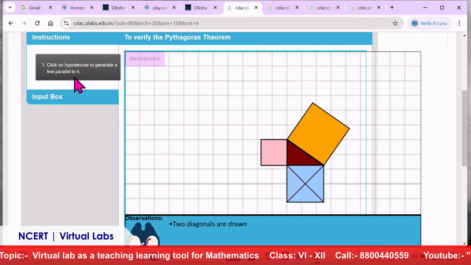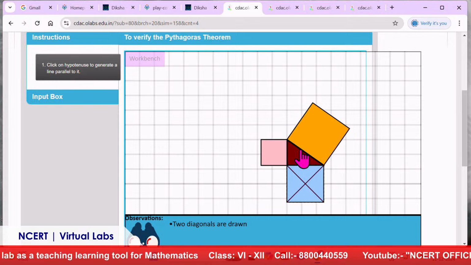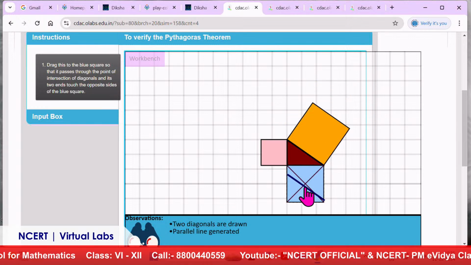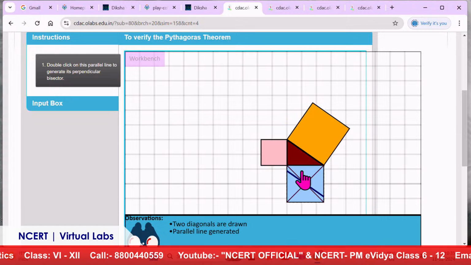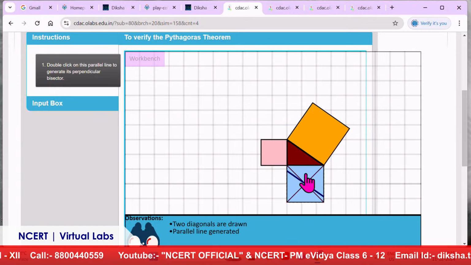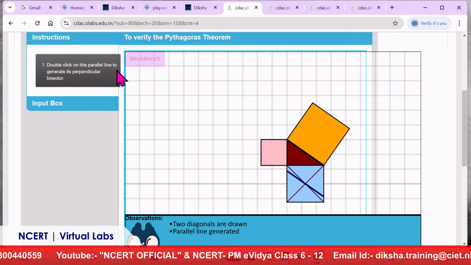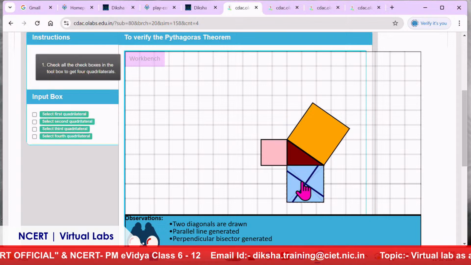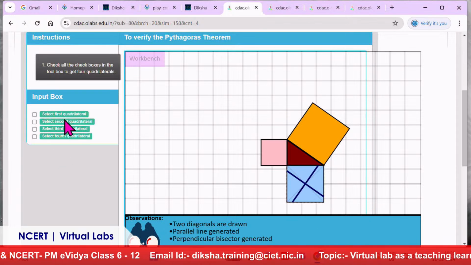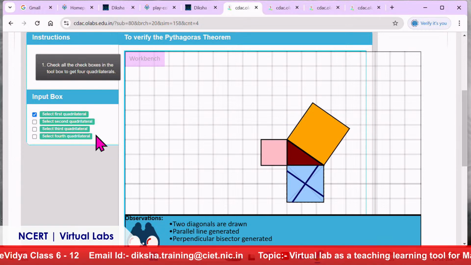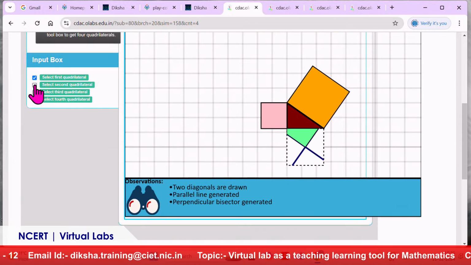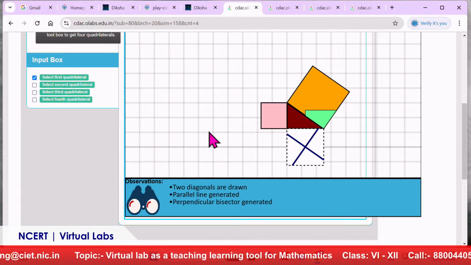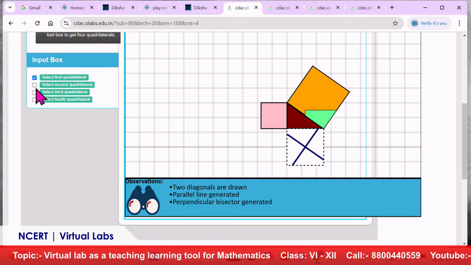Now for the next step, we have to click on the hypotenuse to generate a parallel line, and we will take this parallel line, and now we can generate the quadrilaterals here. Double click on this parallel line to generate its perpendicular bisector. So I am clicking on this. Now the quadrilaterals will appear. First you can select the first quadrilateral. Click on select first, and then we have to adjust this quadrilateral here so that it completely covers this big square.